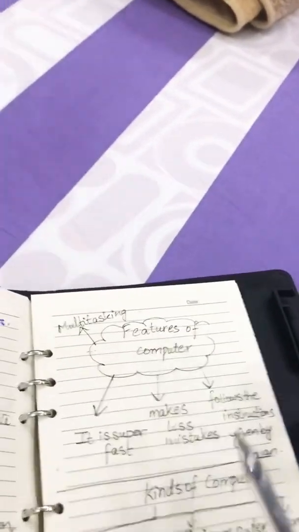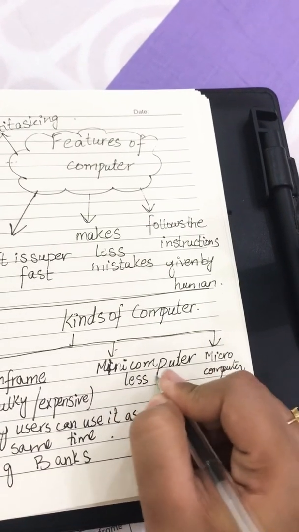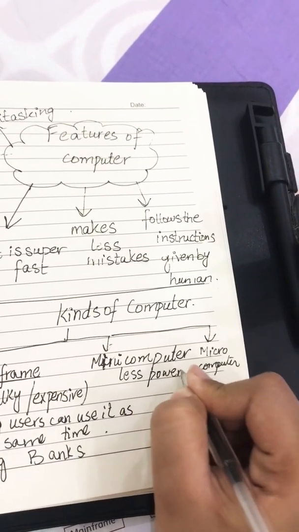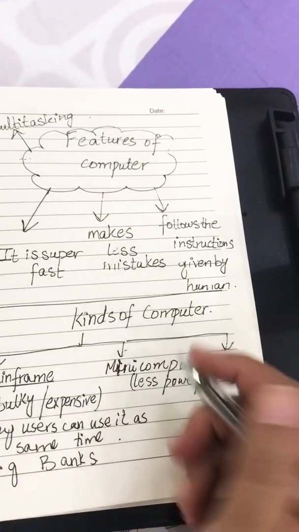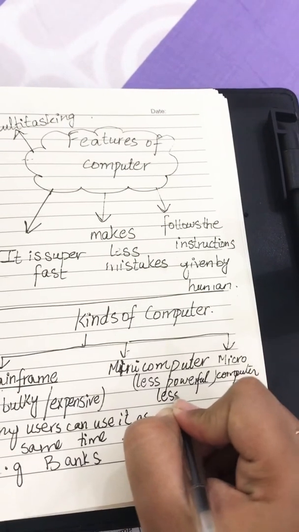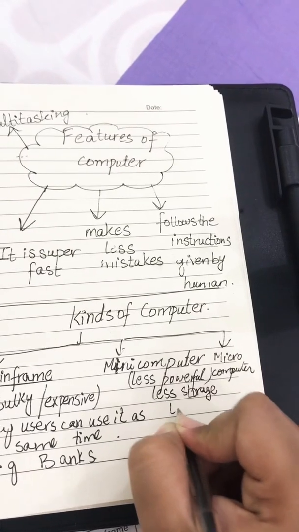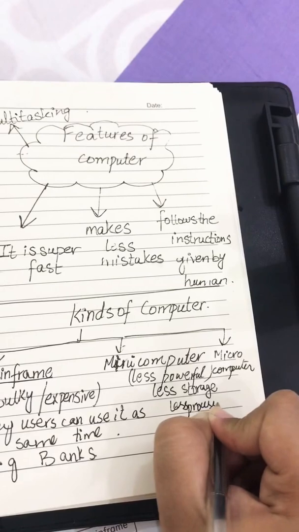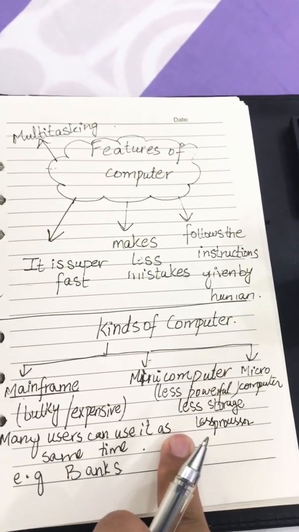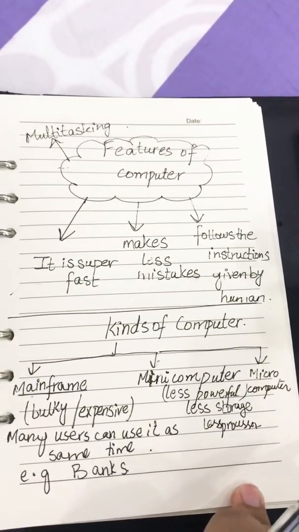Next type we have is mini computers. Mini computer, as the name indicates, is less powerful than the mainframe computers. It has less capacity of storage. Its processor is a bit small, but it's also very useful. It's usually used in web servers, data processors, and video games.